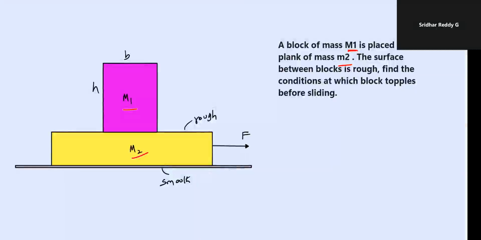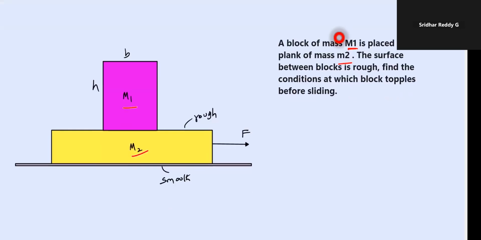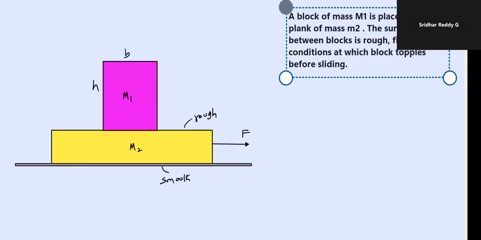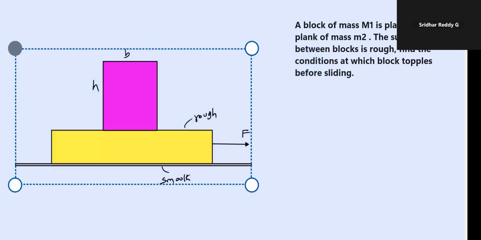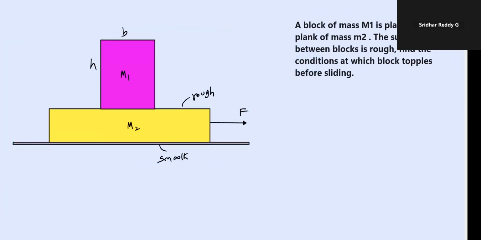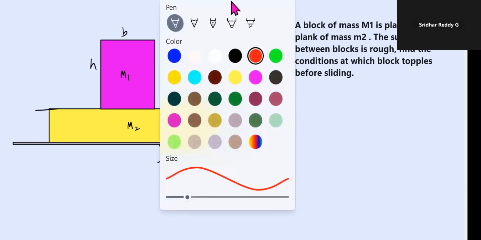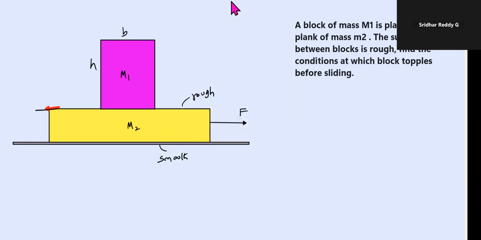The condition at which the block topples before sliding. So what is the condition? A condition is asking directly. So what do you mean by conditions? Now, in what direction will the friction act? Friction on the plank, on the block, will act in this direction.